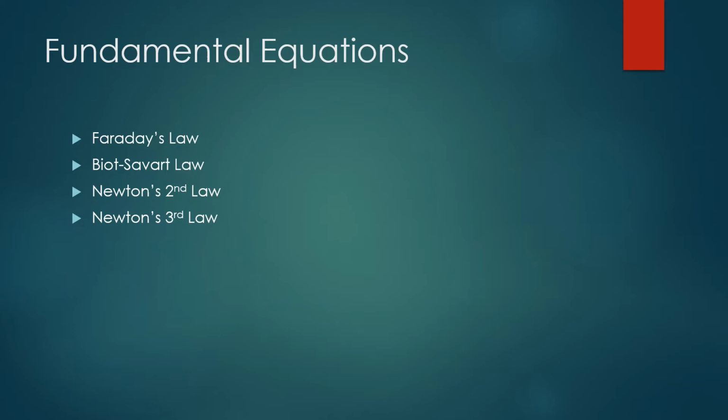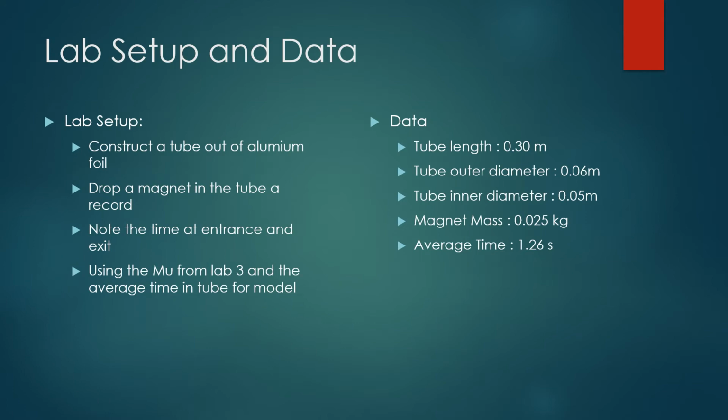The fundamental equations that we are going to be using are Faraday's law, Biot-Savart's law, and then Newton's second and third laws. So for this lab, we are taking an aluminum tube and using it to represent a metal tube, and you are going to drop a magnet down one end of the tube and record how long it stays in the tube.